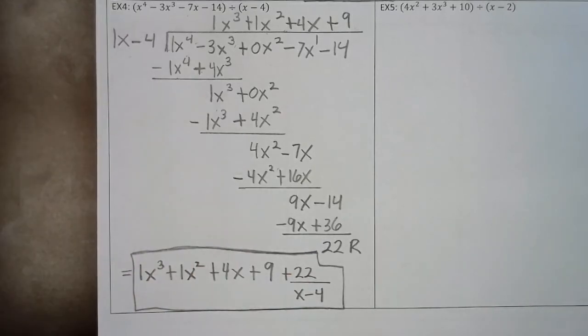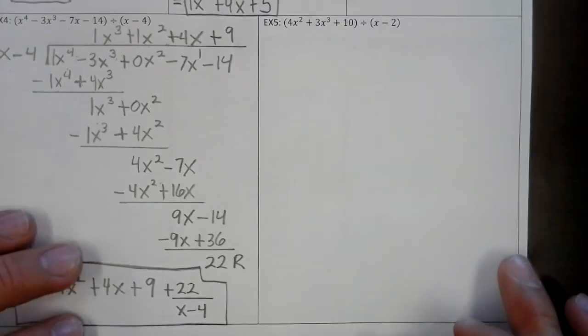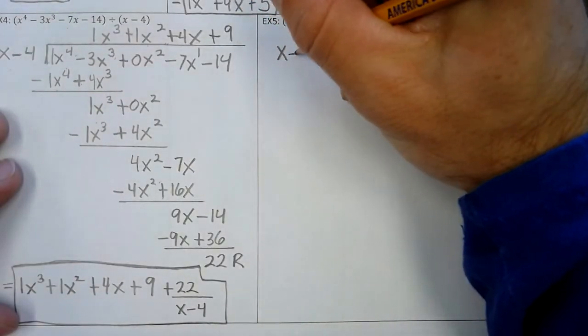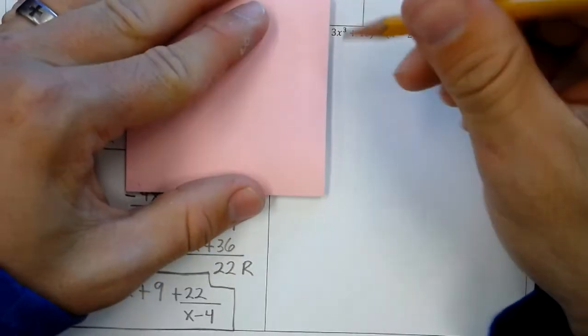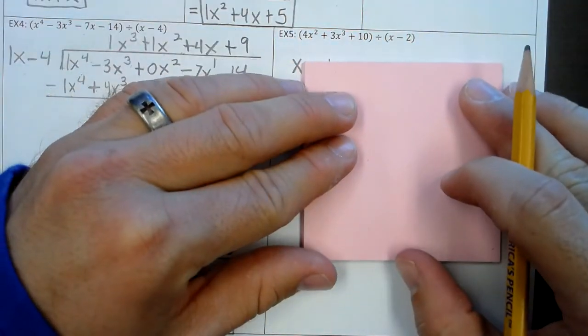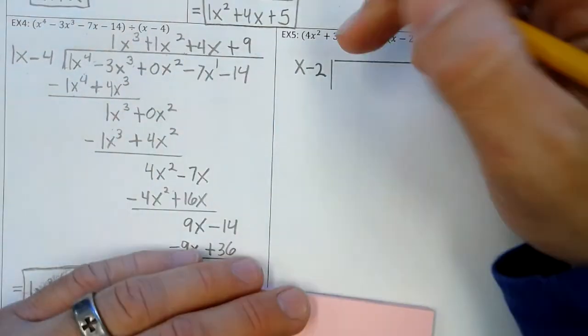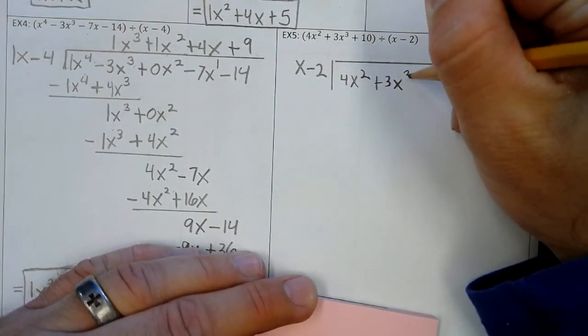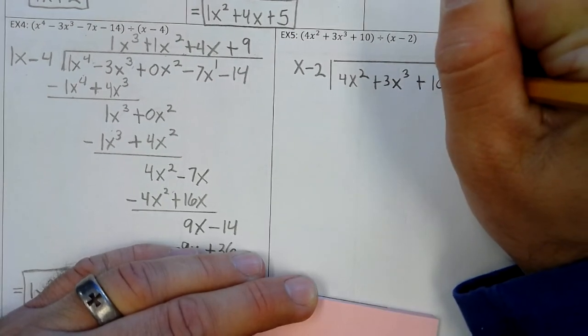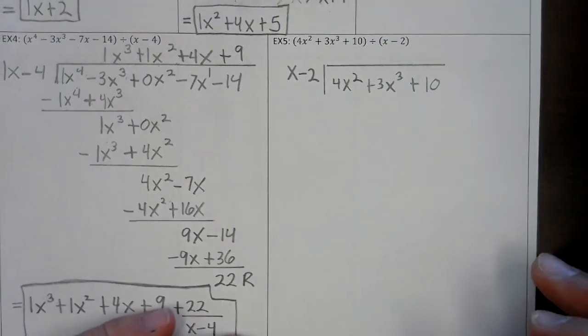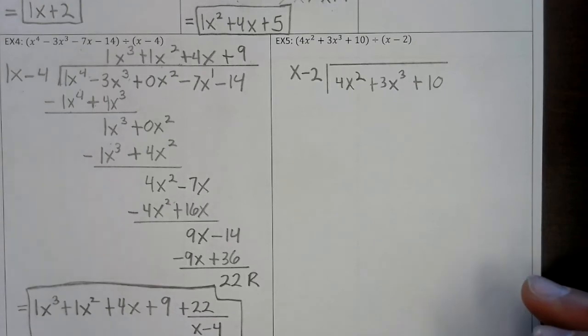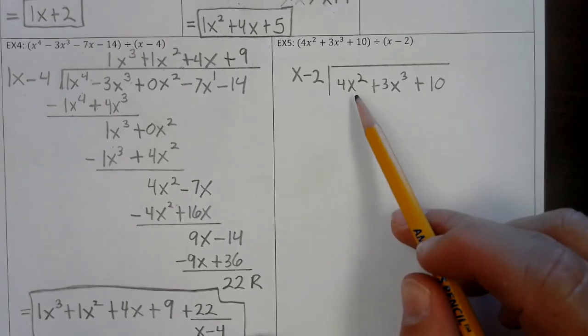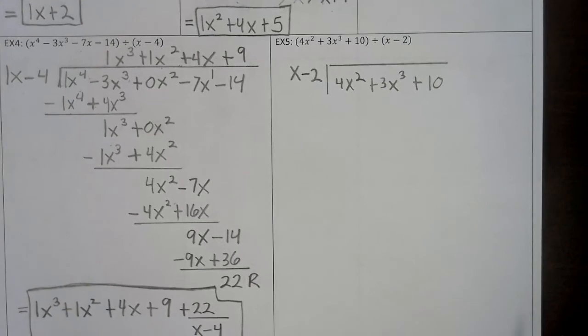All right, so that finishes example 4. All right, let's look at example 5. So x minus 2 divided into 4x squared plus 3x cubed plus 10. All right, so step 1, how many times is x going into 4x squared? Well, that is, wait a second, something looks funny. Pause for a minute. What's wrong with this situation?